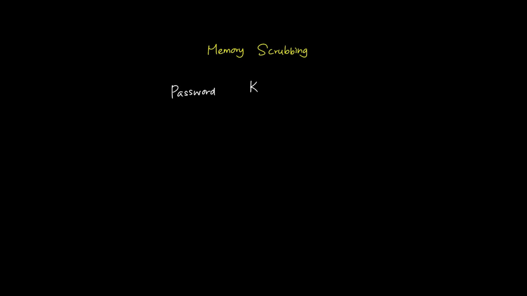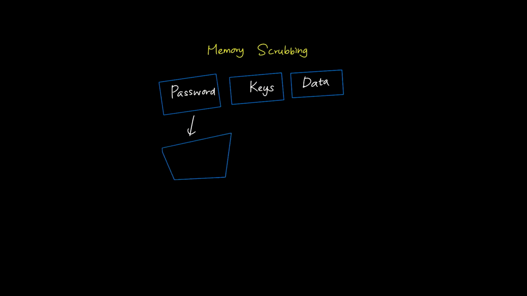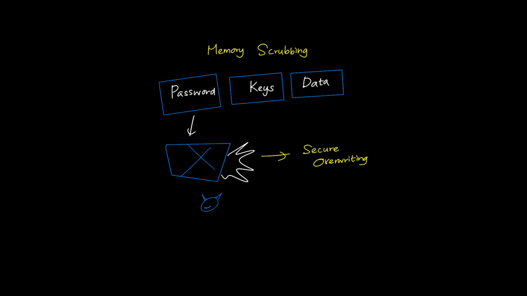When a process terminates, its memory isn't automatically cleared. It still contains all the sensitive data like passwords, encryption keys, or personal information. Memory scrubbing overwrites this memory with random data or zeros before it's allocated to another process. Think of it like shredding documents instead of just throwing them in the trash.